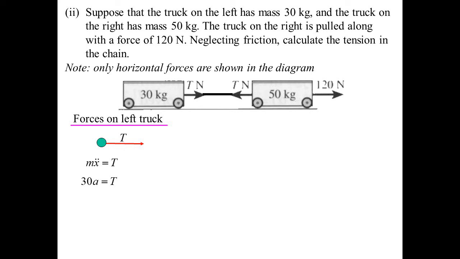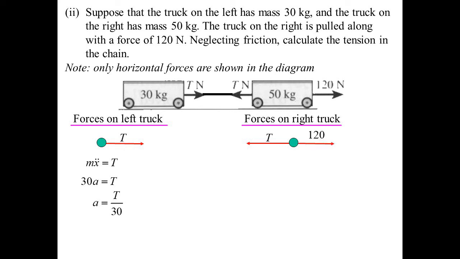So 30A will equal the tension. So I know the acceleration of this truck is the tension over 30. Now I'll go to the right truck. What's happening with that one? This one's got tension and it's going to the left. But those two values have to be equal because that chain is being pulled tight. So if the tensions weren't equal, then the chain would go slack or break or something like that.